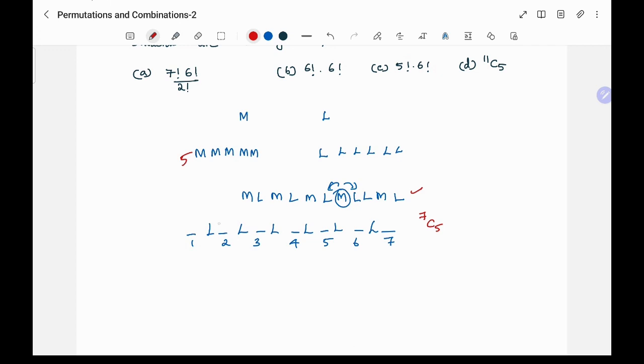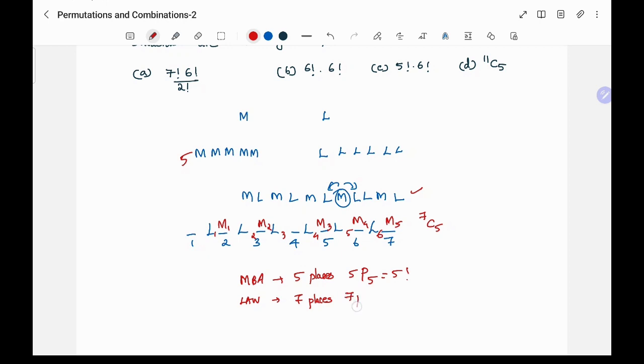Once I have chosen, right? So let's say I have chosen these places. Now these MBA students and law students are themselves different. Let's say M1, M2, M3, M4, M5 and L1, L2, L3, L4, L5, L6. So I can permute among them. So MBA students sit in 5 places. If I permute those 5 places, 5P5, what will I get? 5 factorial. This is for the MBA students. And law students, 7 places.